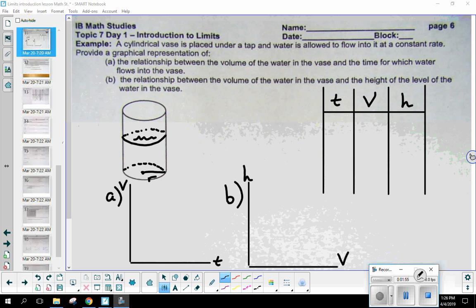Okay. Let's go ahead and wrap up this lesson here, and then we'll start getting into derivatives, and you'll see how the limits are going to become important to us.